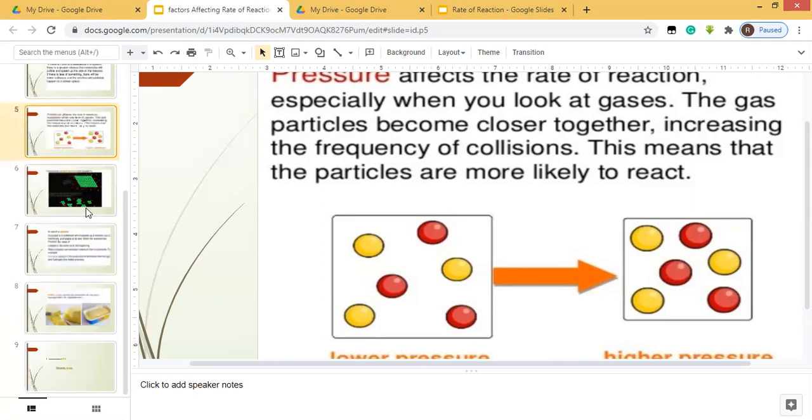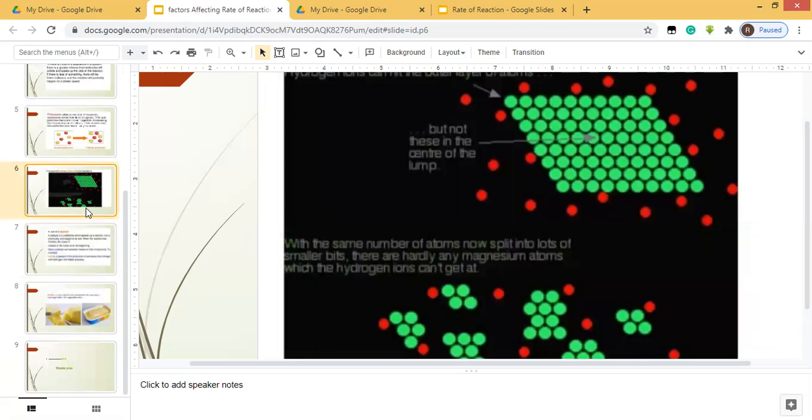Let's see the next factor, which is the surface area of reactants. Let's discuss first the surface area of reactant. For reactions in which solids are involved as reactants, the rate of reaction depends on the surface area of the reactant. The rate of reaction increases with the increase in the surface area of the reactant. It is because as the surface area increases, more and more molecules become exposed and available to come in contact and take part in a reaction.